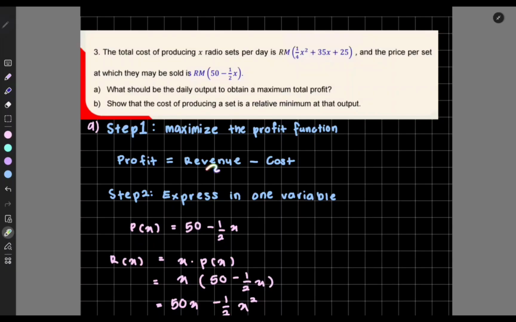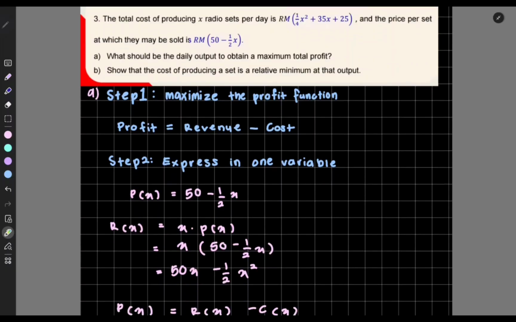In this question, we were asked to find the daily output that gives maximum total profit. Profit is defined as revenue minus cost. So our goal is to maximize the profit function. Step 2, we need to express all the functions in one variable.